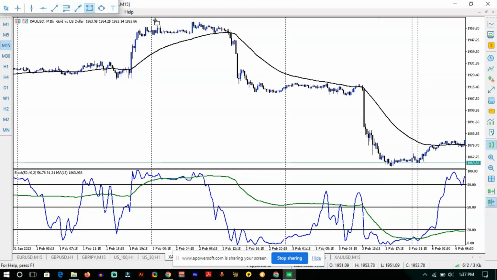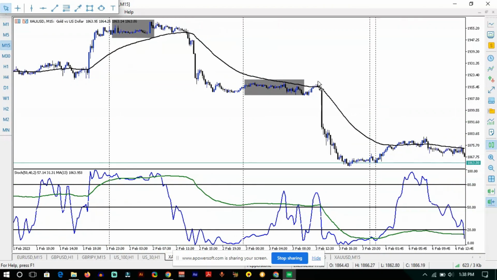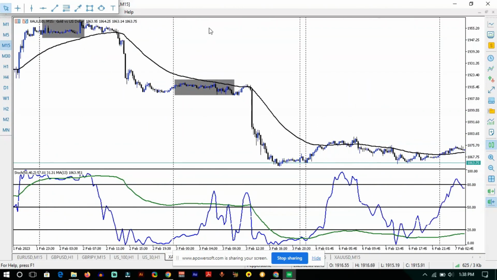So for Forex, we have what we call the Asian session and the London session. For an asset like gold, it will be showing you where the momentum is likely to go. Also, when we're out of the Asian session, it will help us.